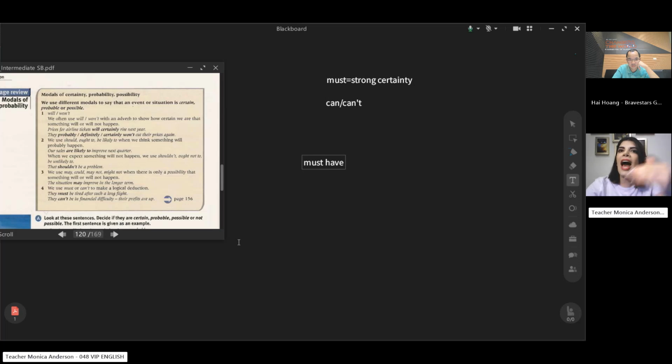For example, I must have left early. It means I'm sure I did. So I must have left, or she must have left. But the difference is here. In present, we have the base form, but here, no. As you can see, we need to change the form of the verb or use ed, as you know.